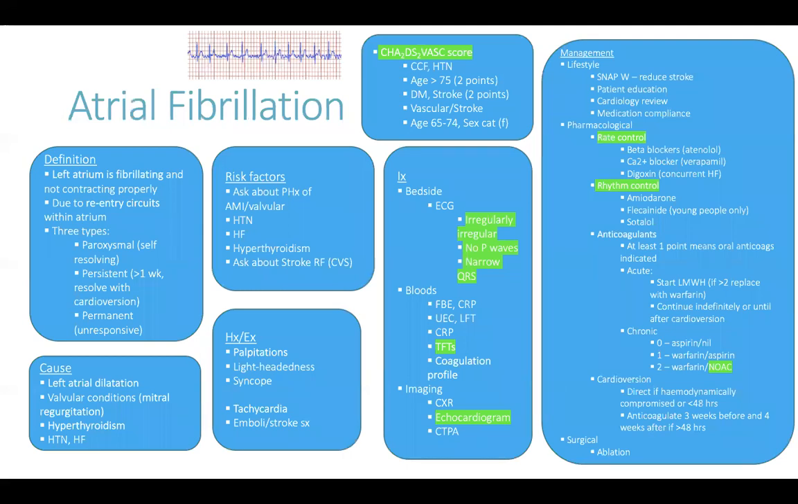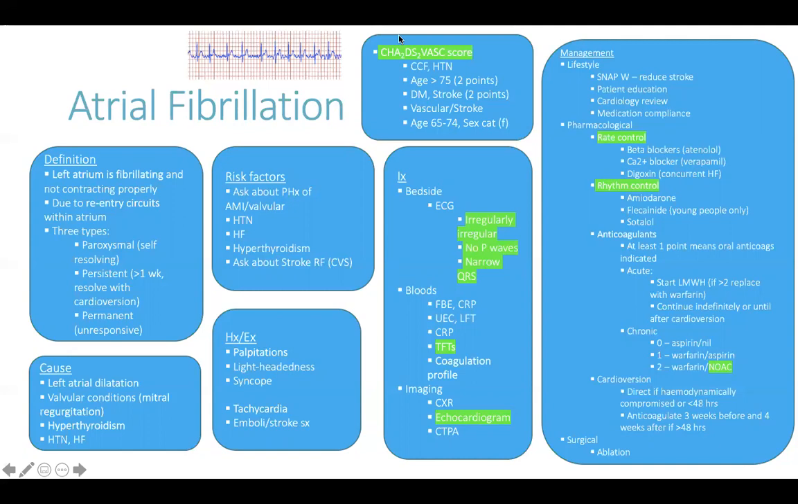Atrial fibrillation, so please learn this really, really well. They love atrial fibrillation. It's when the left atrium is fibrillating, not contracting properly. It's generally caused by mitral regurgitation or left atrial dilatation, as well as hypothyroidism. That's why you also do the TFTs to screen for hypothyroidism. Symptoms are mainly palpitations and tachycardia.